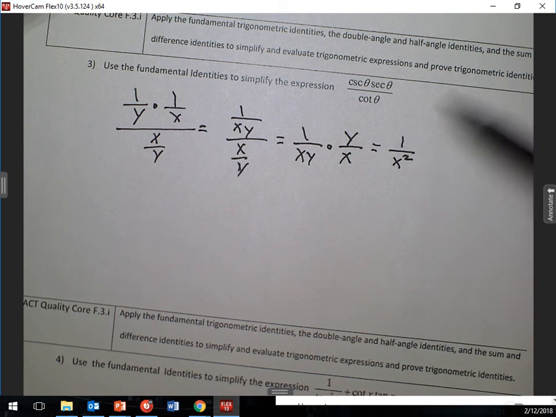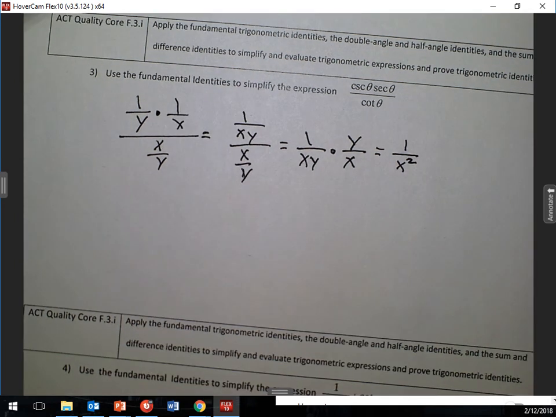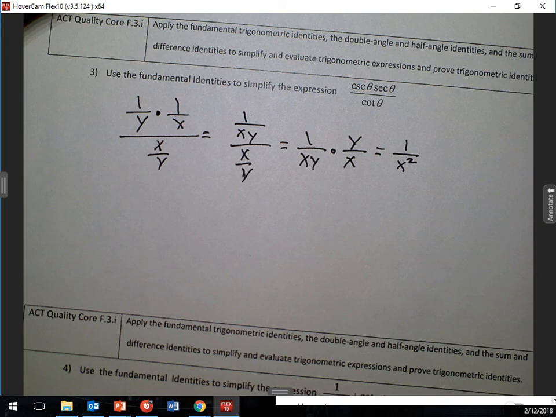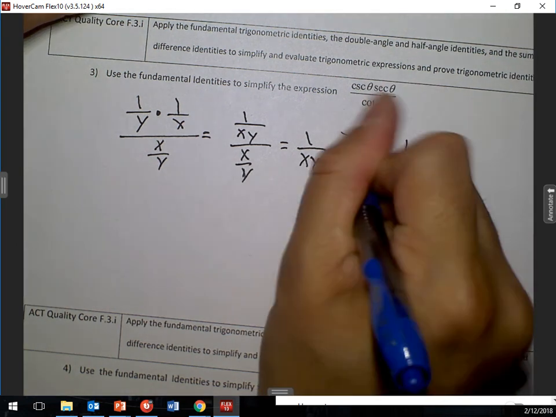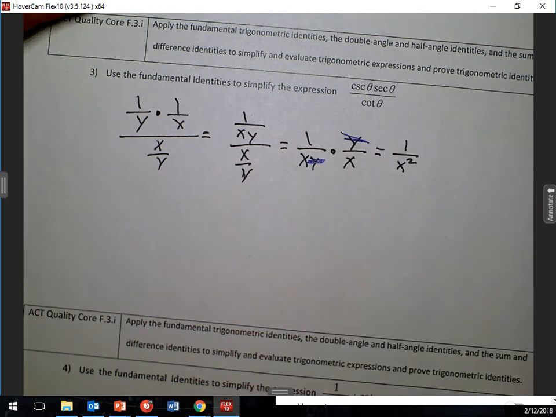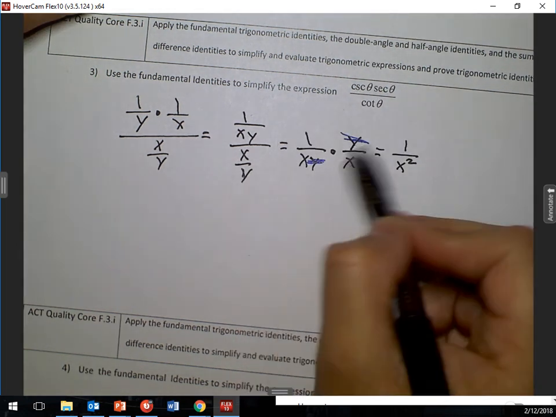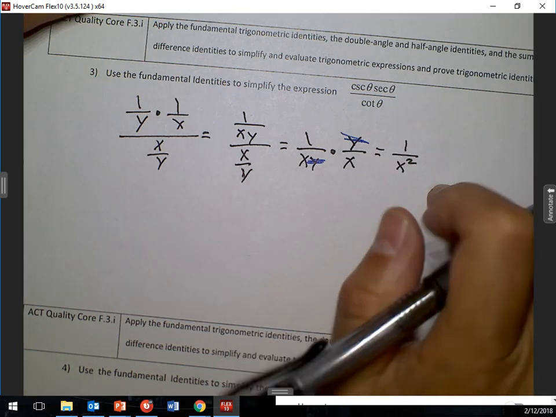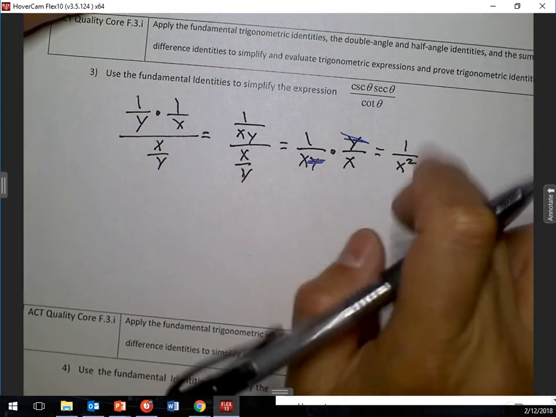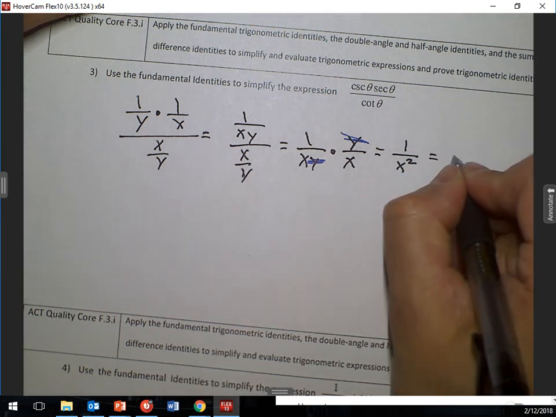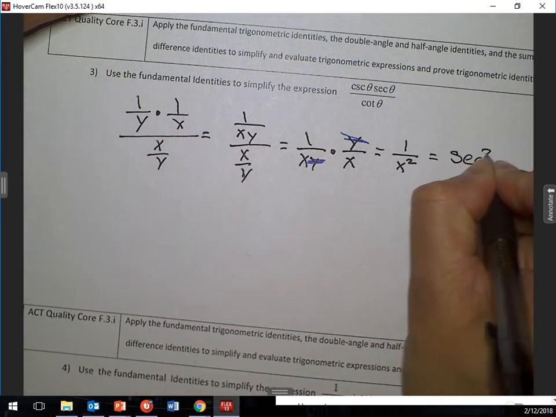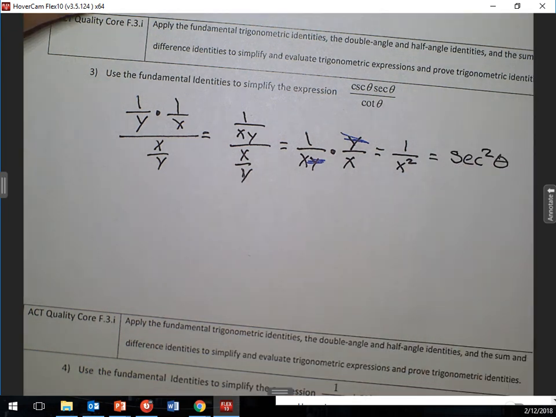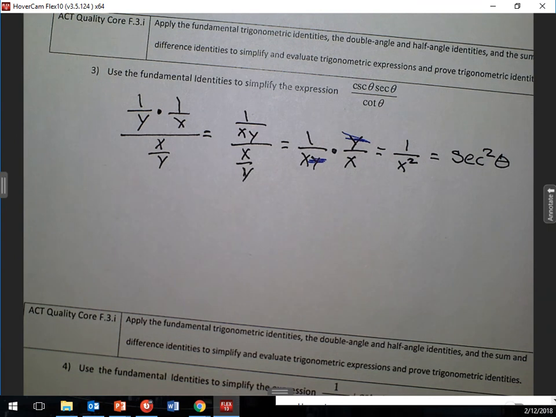What happened? Okay, never mind. Okay, right here, because these canceled. Yeah, I get that now. That one and that one cancel. So we get x times x, x squared. And then if I translate this back into trig, 1 over x is secant, but 1 over x squared is secant squared. And it's going to be theta. My variable is theta. I like these, honestly.